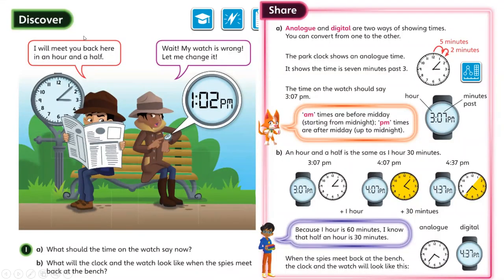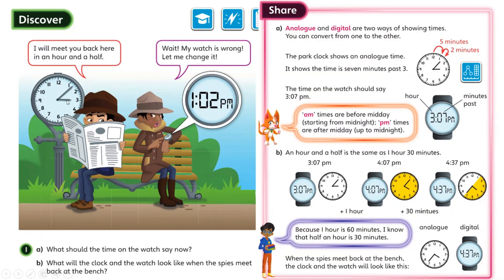Right, here we are. We have this example here. We have spies. We're doing some spy detective work. So these are our spies. "I will meet you back here in an hour and a half." So that's 1.5 hours. And this is the time that it is now. And he's saying, right, we're going to come back in an hour and a half. And this spy says, "Oh, wait, my watch is wrong. Let me change it." So let's find out what the time is saying here.